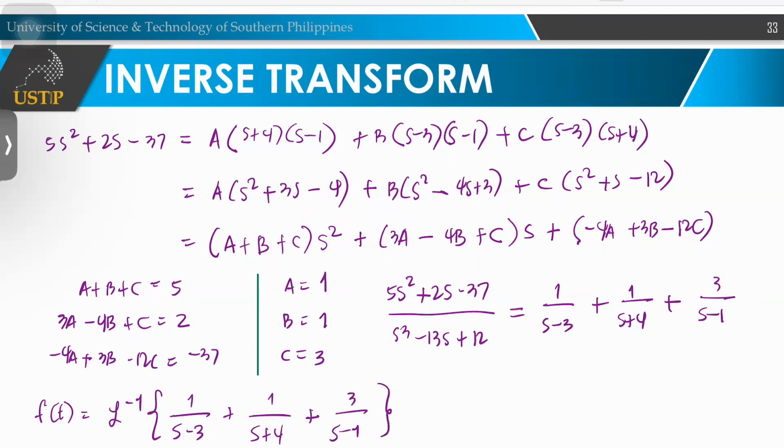And actually, the inverse of every term is just an exponential function, right? So that is equal to, for your first, s minus 3, e to the 3t. Plus s plus 4, so that is e to the negative 4t. And then next is the last one, s minus 1, so that is e to the t, but it has a 3, so you multiply it by 3. And this is now your inverse Laplace transform.